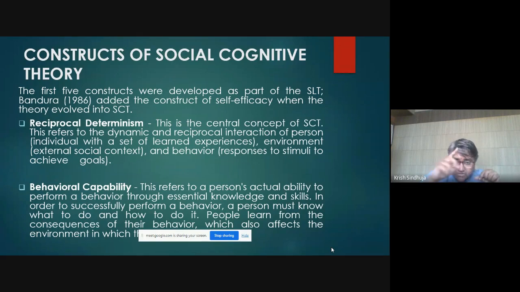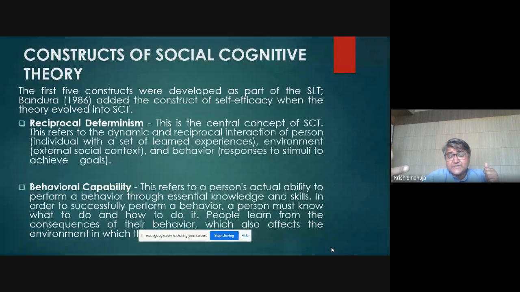So there is a reciprocal dynamism, which is all three are dynamic and reciprocally interact. So the individual, environment, and the behavior. When we say individual, it means the person who comes with past or learned experience, on one side. The present behavior is how I am going to respond to the stimuli, and then the environment. All three are dynamic and reciprocal in nature. So that is reciprocal determinism. That is the first construct of social learning theory.